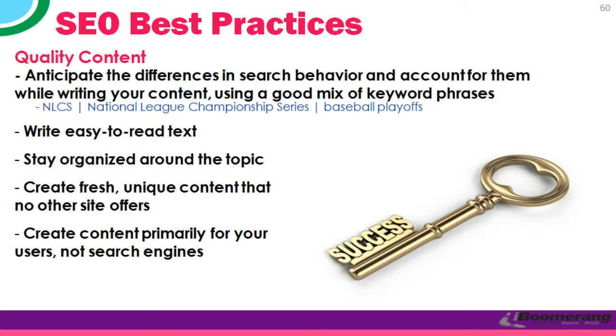When it comes to content, you want to really think about how people will search to get to it. Use a good mix of keywords throughout your content. For example, I have 3 ways that someone might search for Major League Baseball's National League Championship Series. They could use the long form. True fans might use NLCS, and those more unfamiliar with the sport might search for baseball playoffs. Make sure your content is easy to read and stays on topic. As far as what to write about, try to think of topics that other sites do not have.